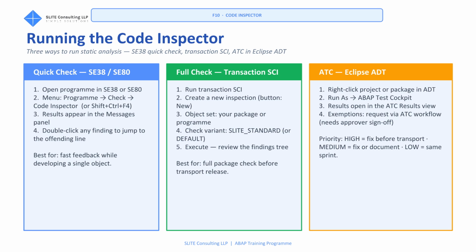SCI findings come in 3 priorities. High means fix before transport release, full stop. Medium means fix or document a formally approved exception. Low is best practice, fix it in the same sprint. SLIGHT rule: no high findings in any transport request.